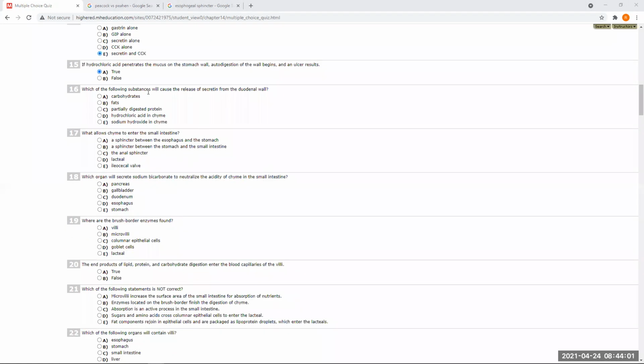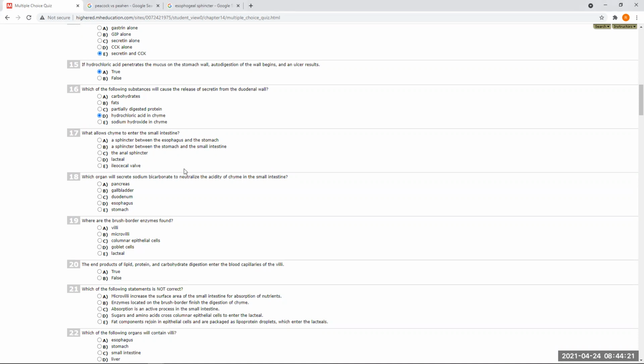Which of the following substances will cause the release of secretin from the duodenal wall? So what causes the release of secretin? This one is actually, the answer is D, but this is beyond the scope of the class, so you don't have to know this one. All right, so let's move on. So you have to know 17.